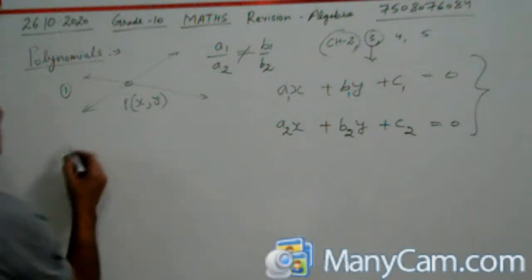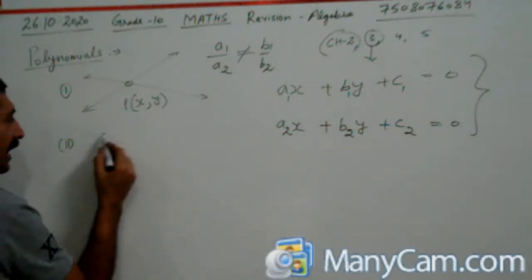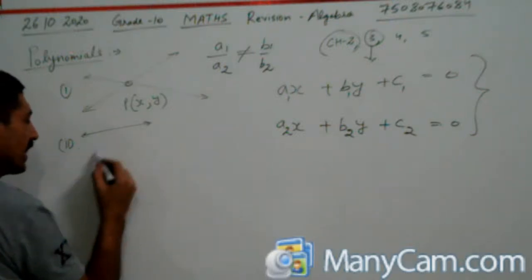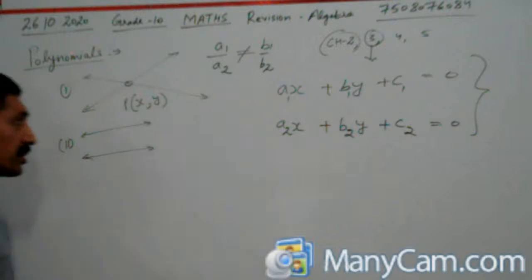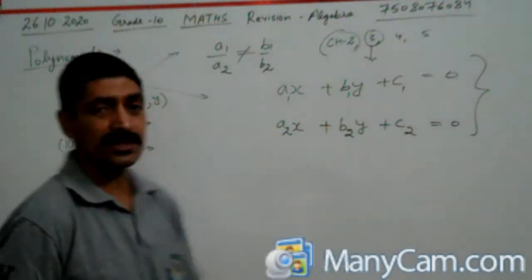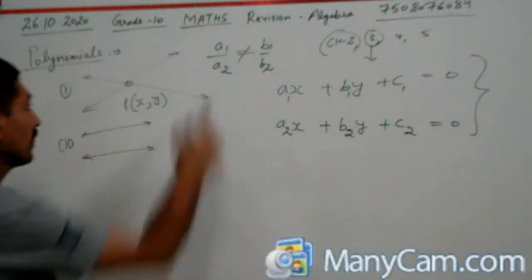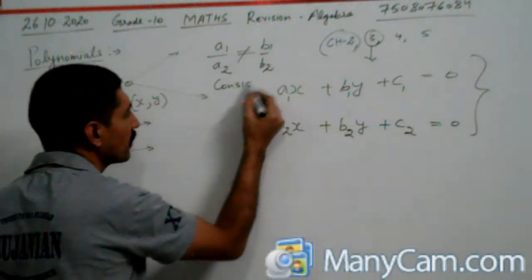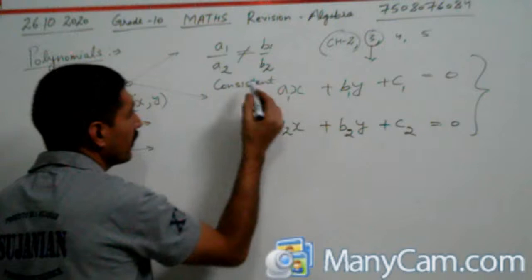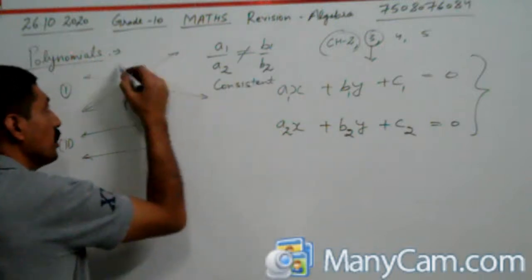Second, when the lines are parallel to each other. When both the lines are parallel to each other, in this case the pair of linear equations is consistent, and the solution, that is the unique solution.